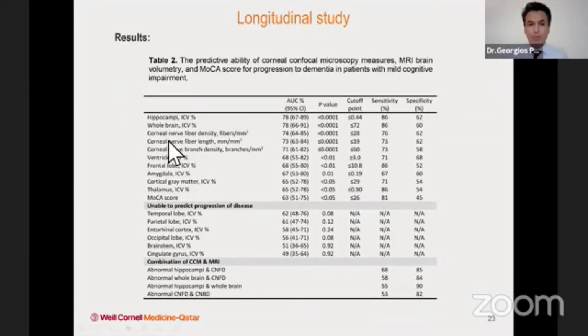Same thing with the whole brain. But here, that's the interesting thing with our biomarker we're testing, the corneal nerve fiber density, fiber length, and branch density, the area under the curve ranges from 71 to 74%. Again, I don't want to go into details, I just want to show you how it looks, how you examine a biomarker. And of course, you always come across, in this case, all the brain structures that cannot distinguish those who will progress or won't progress.